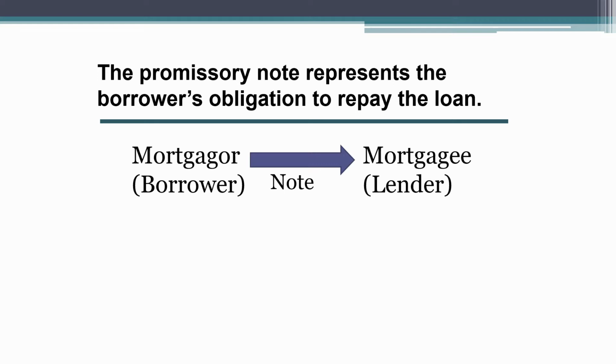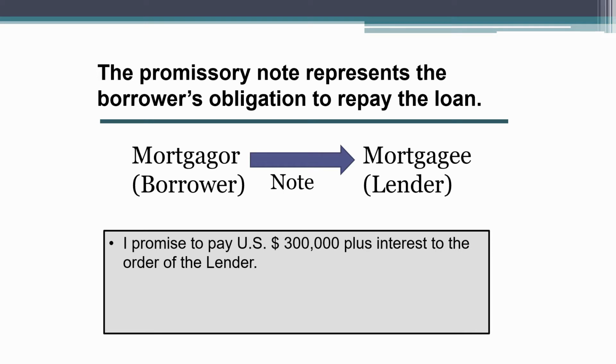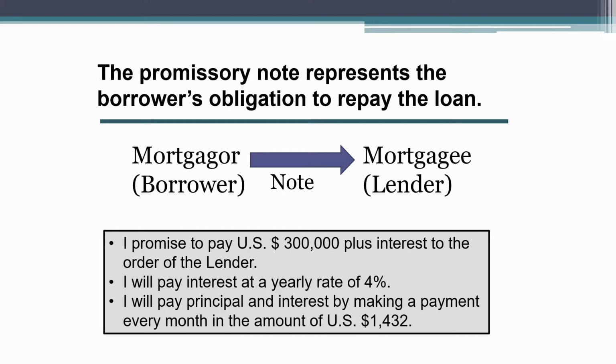The promissory note, as we've said, represents the borrower's obligation to repay the money. The mortgagor signs the note and delivers it to the lender. The note says things like this: I promise to pay a certain amount of money plus interest to the order of the lender. I will pay interest at a certain interest rate. I will pay interest and principal by making a monthly payment in the amount of so many dollars each month. The promissory note's a relatively simple document, usually just a couple of pages long.